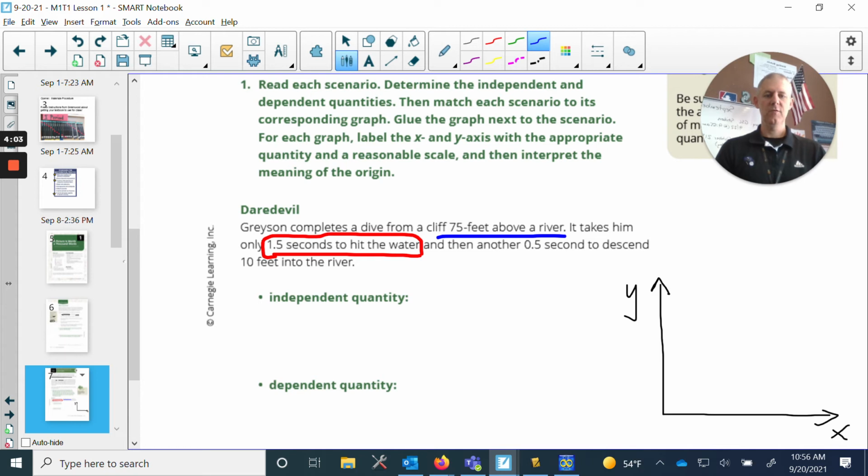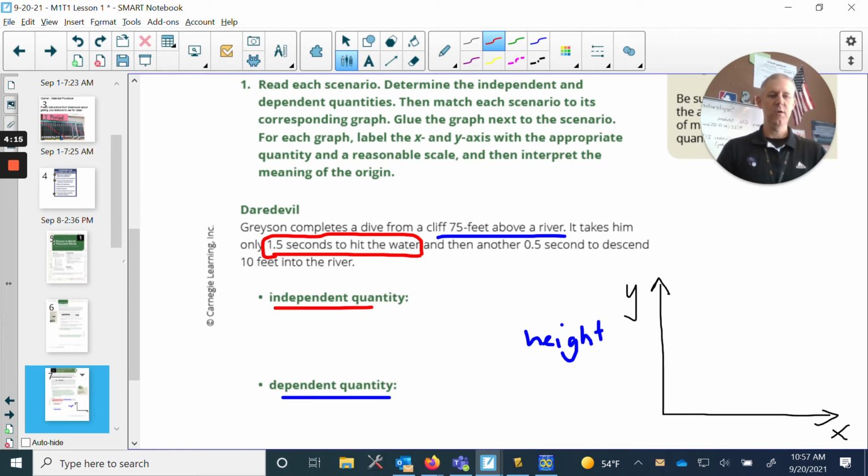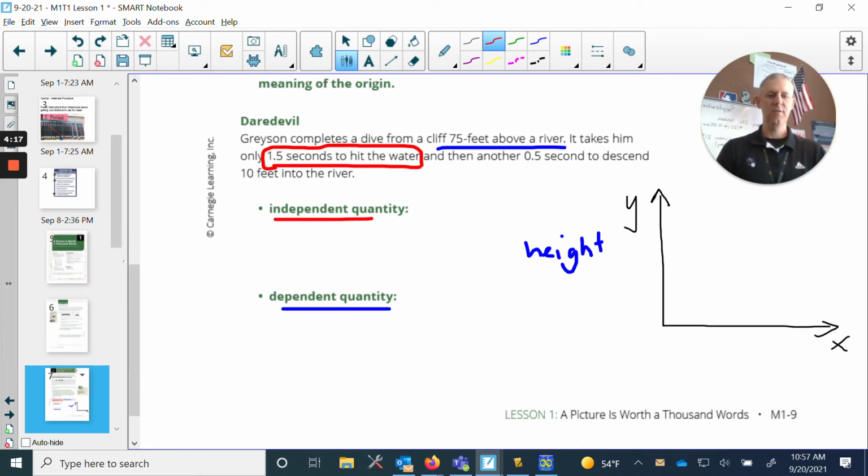So I'm going to say that the height is my dependent quantity. I'll just use colors to annotate to save us some time. My independent was the time that we spent, so time in seconds. And then we talked about how we would draw a line graph that might represent this. So we talked about cliff diving. If you've ever done that, which is not me, I'm not a daredevil like this guy.